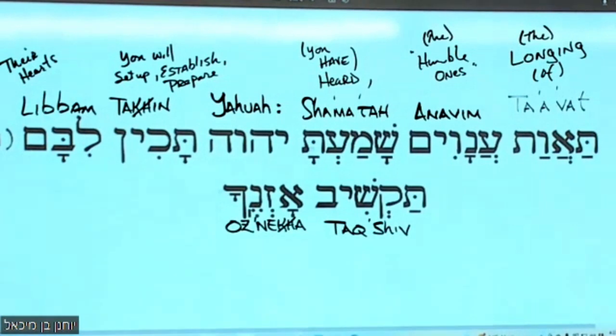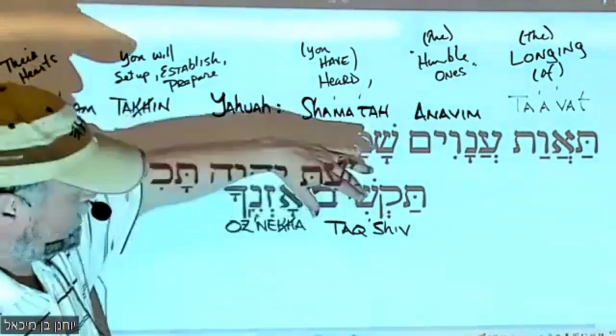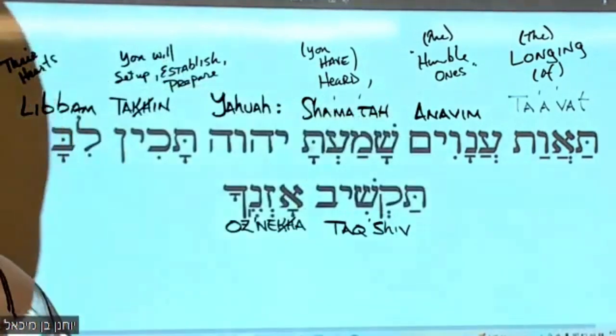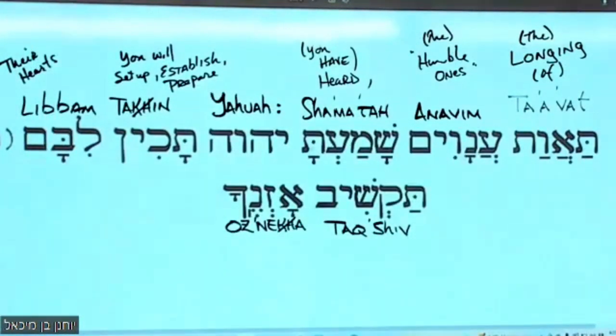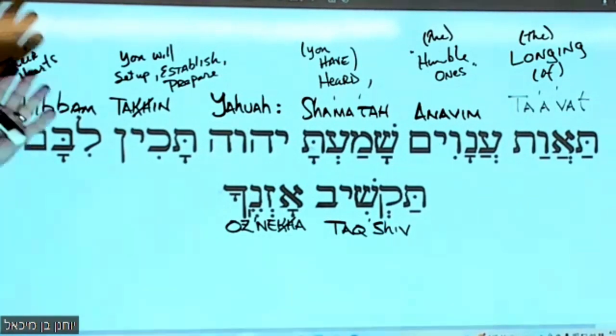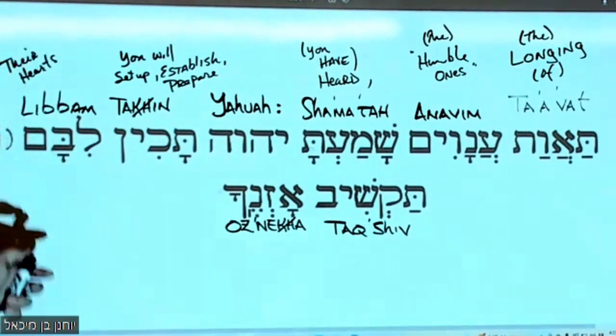What about takshiv? Okay, so what's our root word? It's kashav. Kashav is the root word. Kashav means, that's another word that means to hear, but it means like to get someone's attention. It literally translates out to like to prick up the ears. Like, you know, like how your dog, you make it, you know what I mean? That's what kashav means, all right? So the Father has heard them. He's going to establish their hearts. He's going to prepare them for it, right?